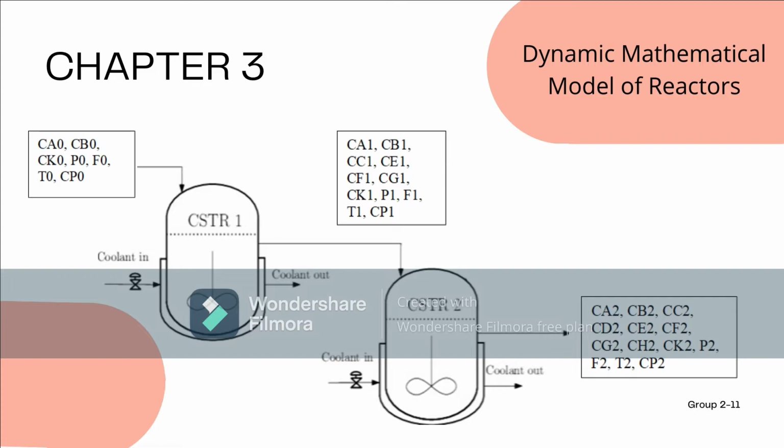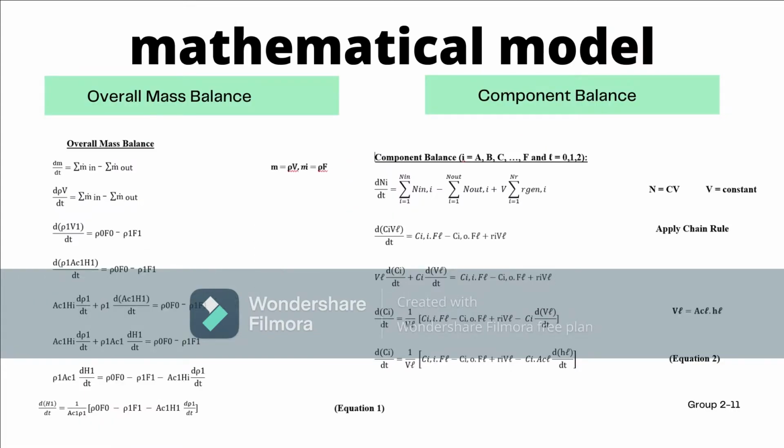Here you can see 2 CSTR in series, and for mathematical model, the overall mass balance is taken from m = ρV and m = ρF, and final equation is equation 1, and for component balance it is taken from n = CV and V is constant, and also V = Ac times hL, and we get equation 2.